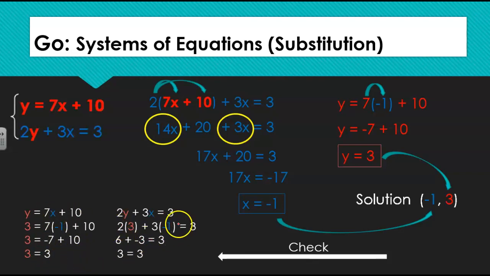Now we'll check our second equation. Again, we're going to substitute our values for x and y in our solution back into the equation where we see our x and y variables. When we do that and simplify, we see that 3 does equal 3, and -1, 3, our solution to our system, works for both of the equations, so we know that our solution is correct.